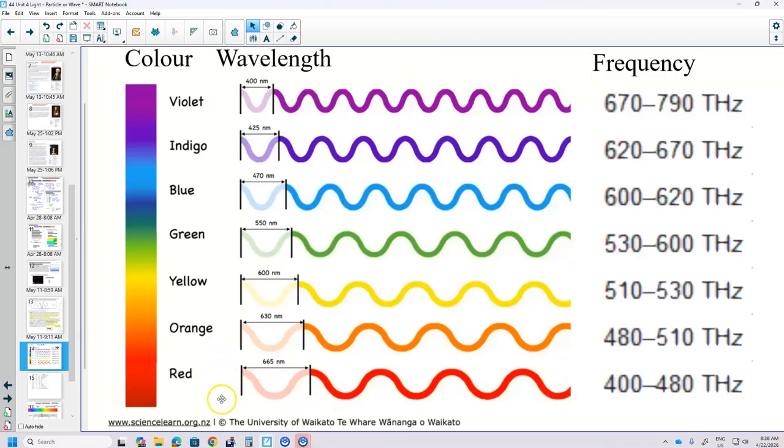So the vibration is not going up and down very quickly, which makes the wavelength longer, the wave has longer to travel sideways or through. So we're visualizing these as transverse waves.